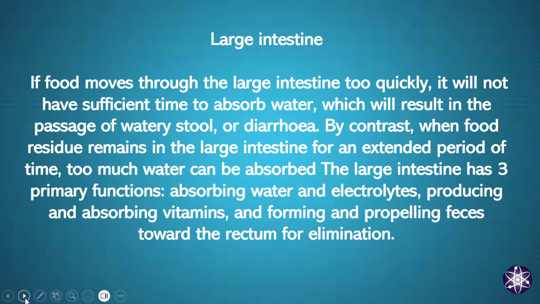The large intestine. If food moves through the large intestine too quickly, it will not have sufficient time to absorb water, which will result in the passage of watery stool, or diarrhea in some cases. By contrast, when food residue remains in the large intestine for an extended period of time, too much water can be absorbed. The large intestine has three primary functions: absorbing water and electrolytes, producing and absorbing vitamins, and forming and propelling feces toward the rectum for elimination.